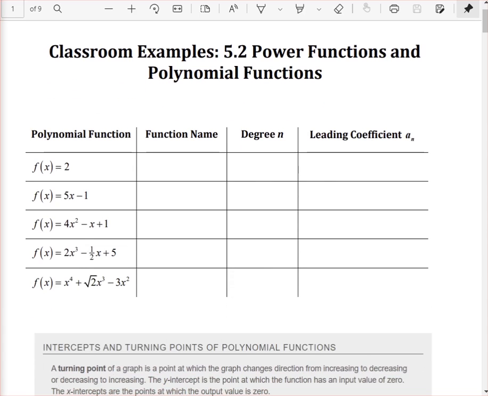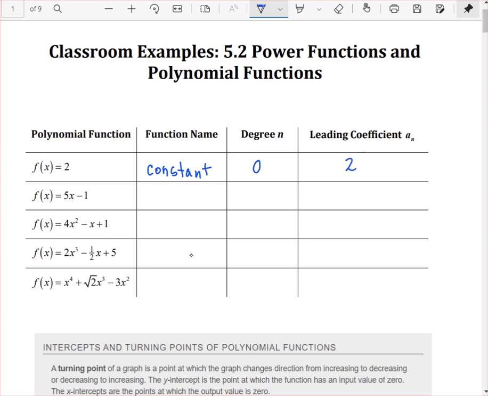the different names. Like when you have a function that is just a number and it doesn't have x's, it's called a constant function. The degree of a constant function is 0. The leading coefficient is going to be that number that you have. So in this case, it would be 2.